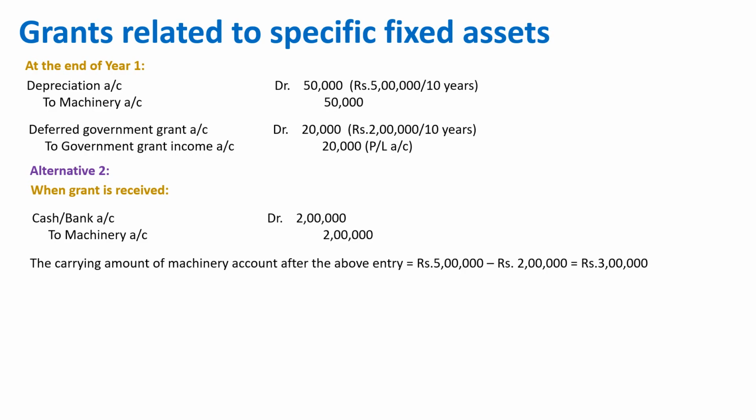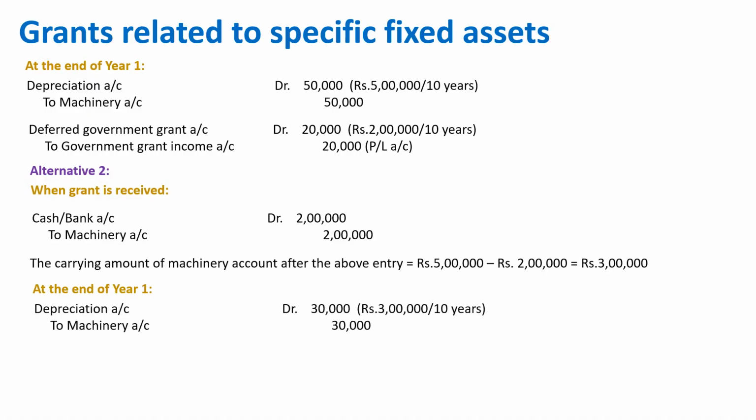Now what will happen at the end of the year? At the end of the year, depreciation account debited to machinery 30,000, right? So what is happening here? The depreciation is 30,000 instead of 50,000 because you have reduced the value of the machinery on day one, right? Nowhere are you showing government grant again. It is directly netted off with the cost of the machinery, right? So this is all about the government grant.